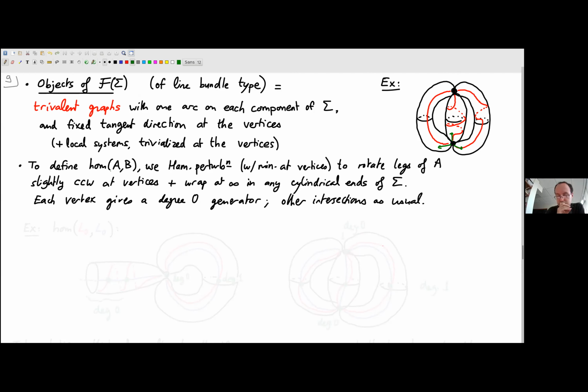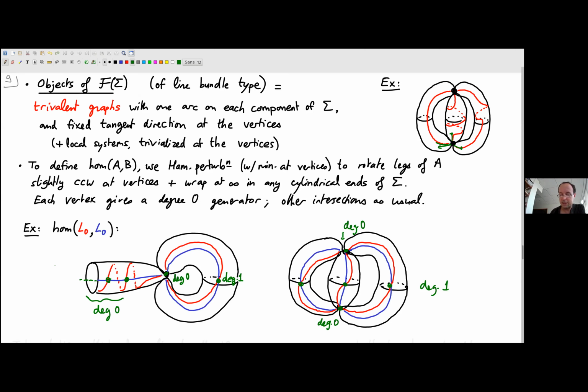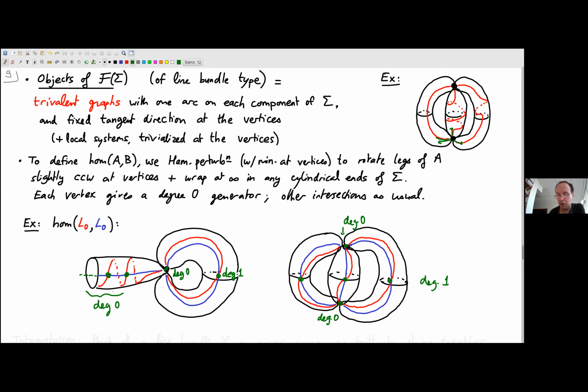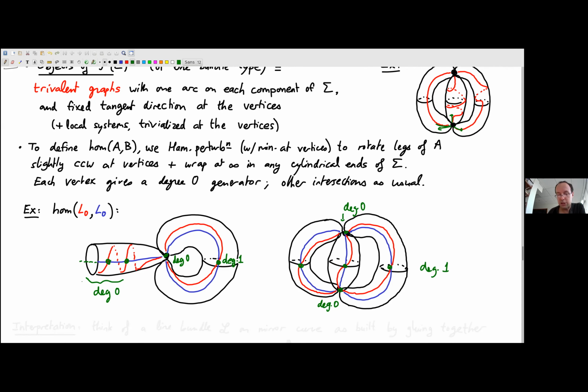To define homs between two such objects, we will use a Hamiltonian perturbation to make sure that our Lagrangians are not on top of each other near the vertices. And the rule will be that near the vertex, we will rotate the legs slightly counterclockwise. Also, if we have some non-compact ends, we will wrap at infinity. So for example, the self-homs of L0 on each of these pictures. So this one is the mirror to a once-punctured elliptic curve.